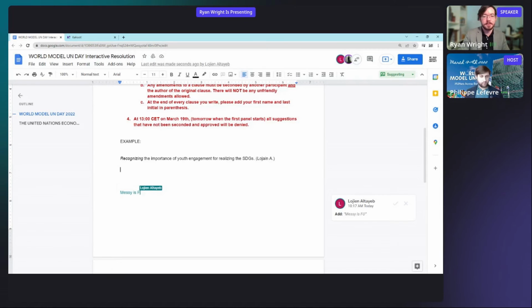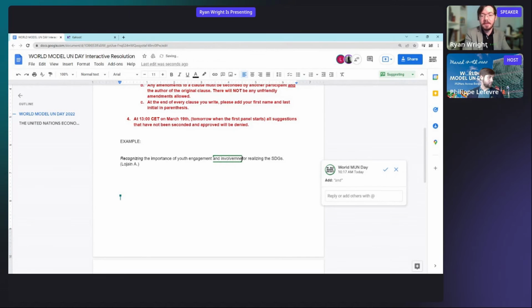So if I'm trying to make a change, if I want to make an amendment to this clause, like say, for example, recognize the importance of youth engagement for realizing SDGs. So say, for example, I wanted to make a change like the importance of youth engagement. Maybe I want to say, and involvement in youth organizations, such as Model United Nations. It will look something like this.